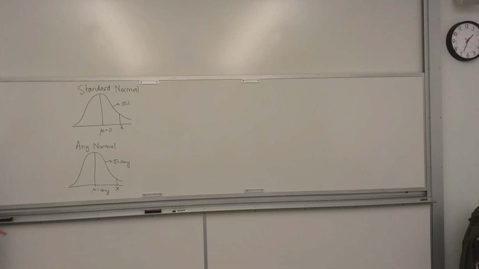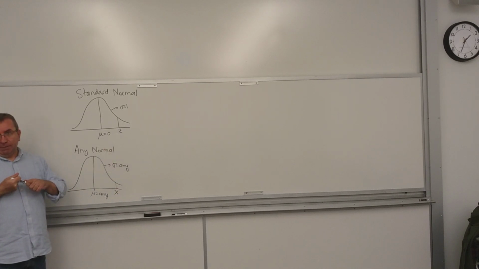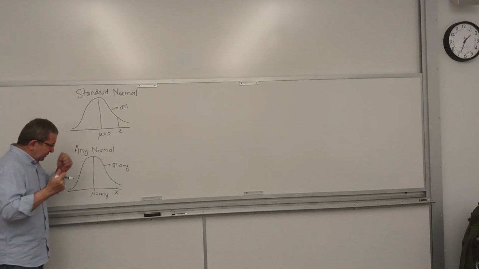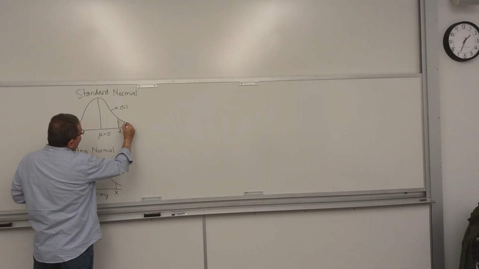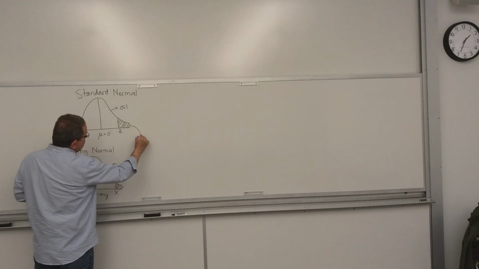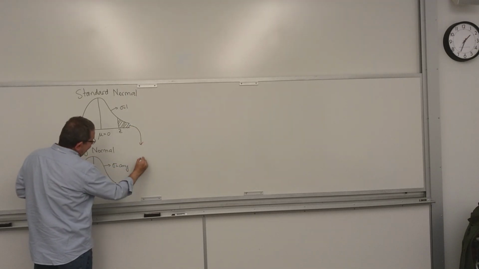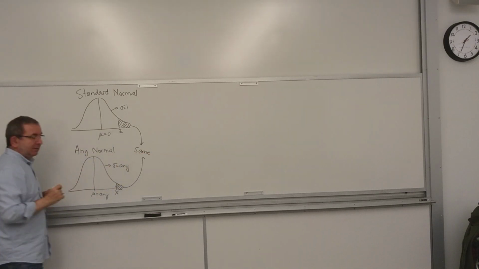So these two numbers, x and z, correspond to each other. How do we know they correspond to each other? Because they have the same tail probability. So this tail probability and this tail probability are the same. Okay.